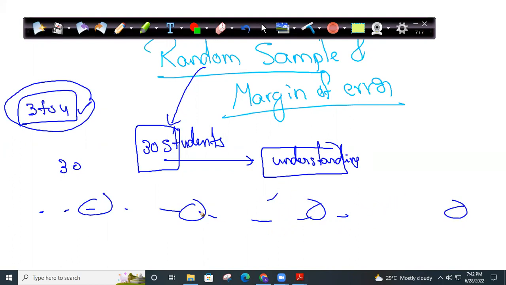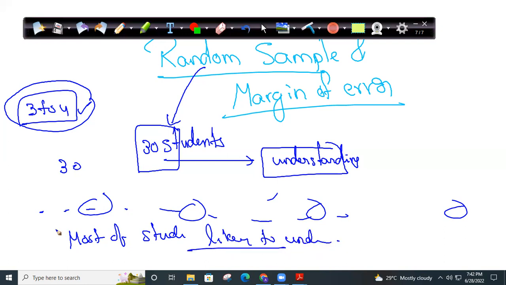Then if I pick 3 to 4 or 4 to 5 students and ask them if they are able to understand, even in the random sample, if most of them or all of them say understood, I can come to a conclusion. What is the conclusion? Most of my students are likely to understand my classes. So this is a correct statement.